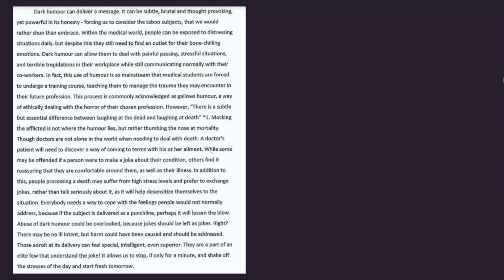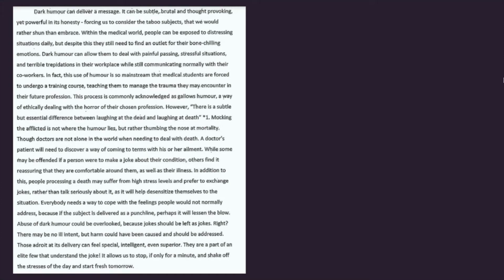Woof! This is a really, really long paragraph. I'll read it to you now. Dark humour can deliver a message. It can be subtle, brutal, and thought-provoking, yet powerful in its honesty, forcing us to consider the taboo subjects that we would rather shun than embrace.